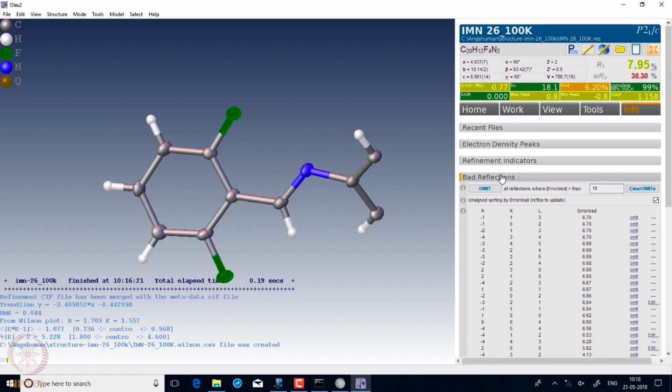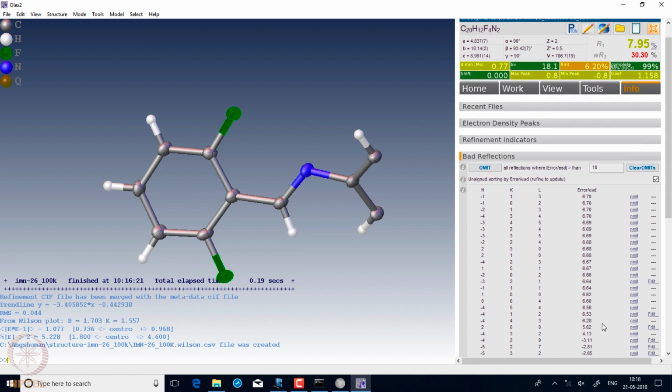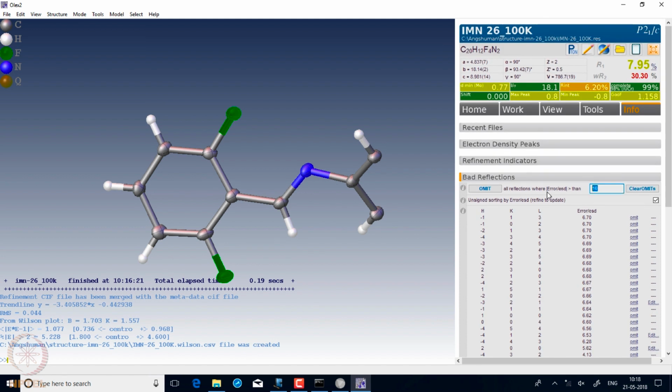If we look at the bad reflections, while doing this refinement one can recalculate the intensity of different reflections from the solved structure and see how many reflections have a large deviation between the experimentally observed and the calculated values. If there is such a difference, we find the error per standard deviation is very high for a few of them. So we can eliminate some reflections which have an error per ESD of about 5 and click on omit.